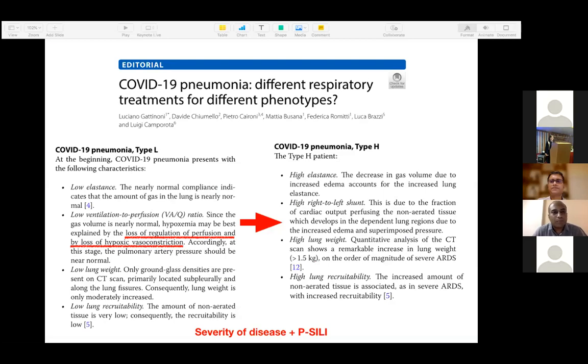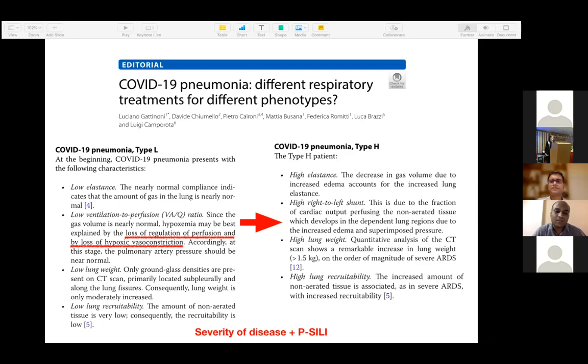Now, when you compare the pathophysiology of COVID-19 pneumonia, it is a little different from any other conventional ARDS, whether it is because of a pulmonary cause like pneumonia or a systemic cause like trauma or intra-abdominal sepsis. And it was identified very early by Gattinoni, who classified COVID pneumonia into two types. One they called L type and one H type. How are they different? In L type, mostly the lung has a low elastance, that is, the lung compliance is reasonably preserved. It has a low ventilation perfusion mismatch, because of loss of regulation of perfusion and loss of hypoxic vasoconstriction.